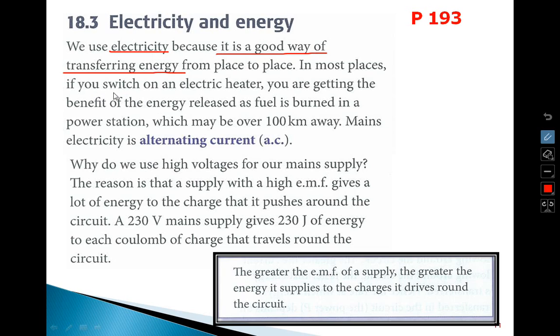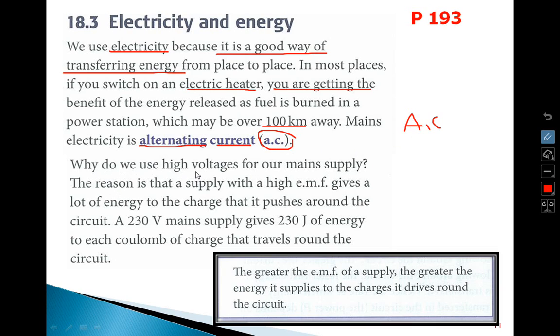In most places, if you switch on an electric heater, you are getting the benefit of energy released as a fuel is burned in a power station, which may be over 100 kilometers away. As we said before, electricity is alternating current, which is known as AC.